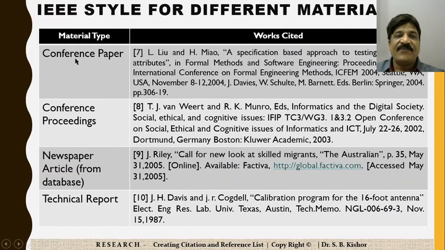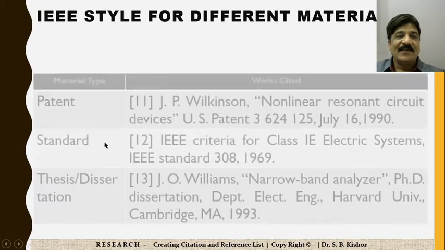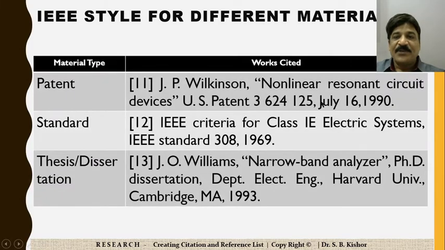Then again, if it is a conference paper, you need to follow something like this style. Okay, remember, when you are following IEEE, it basically starts with a serial number in the order it appears. Then conference proceeding, then newspaper. If you are taking certain information from a newspaper, then you should write in this particular format. Then some technical reports. Then when you are talking about a patent, you need to write in this format. So what I mean to say is that it is very difficult to remember these styles of citation.